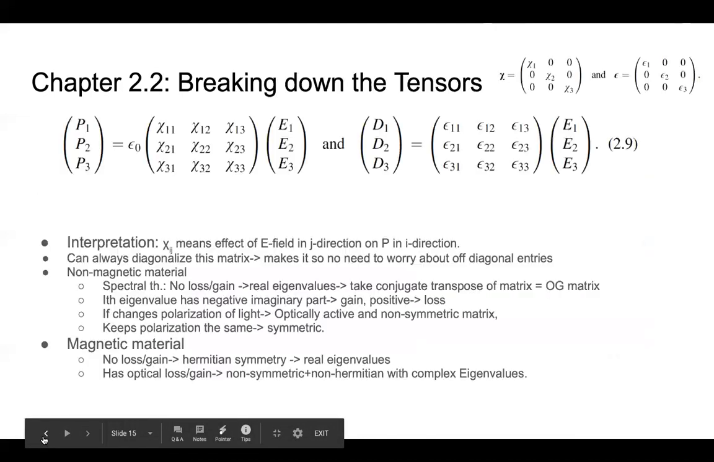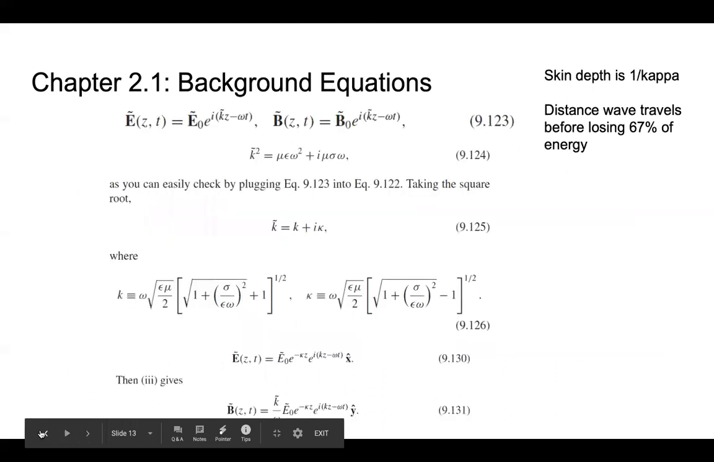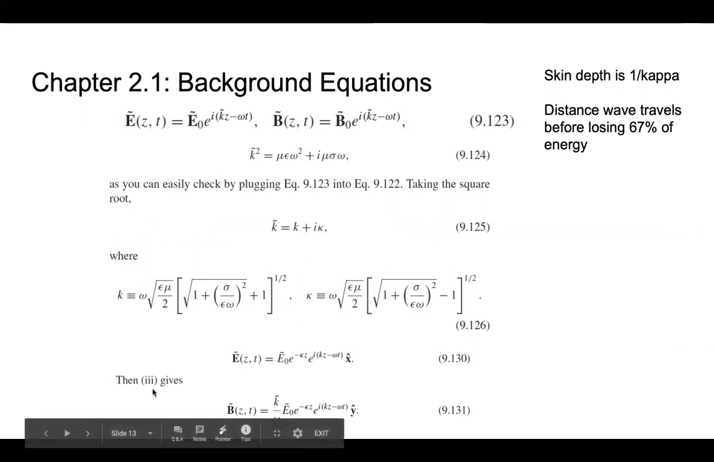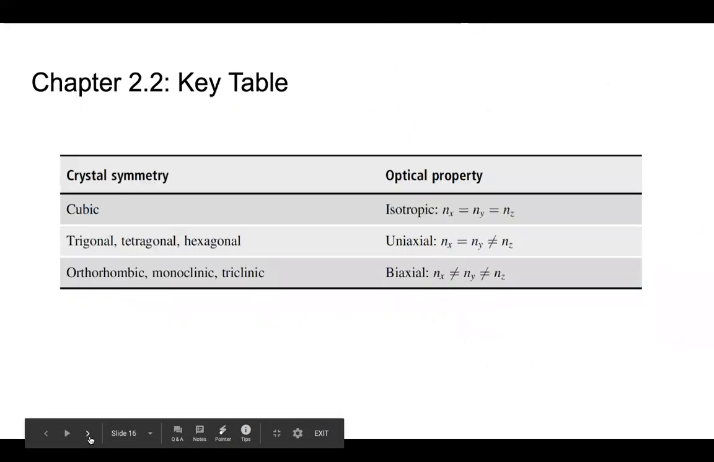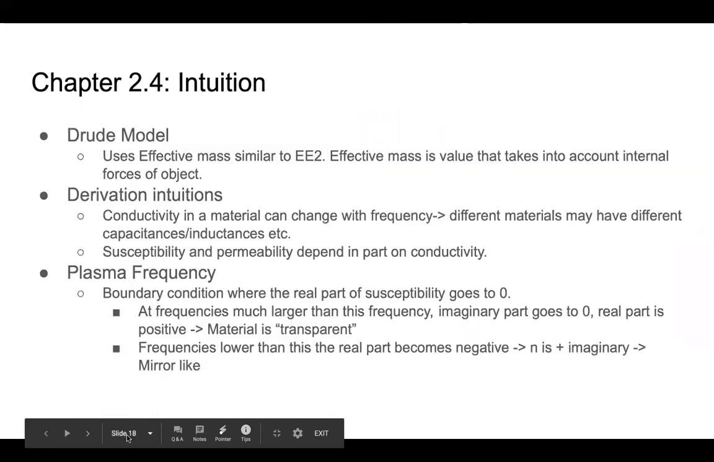So if we go back here to this over here, you can kind of see the equations. So you have K here, dependent on conductivity. Yeah. Okay.